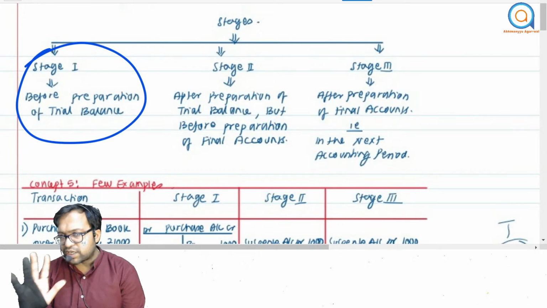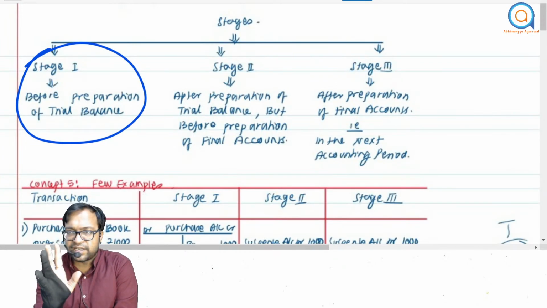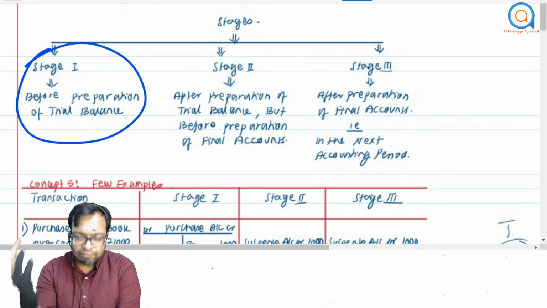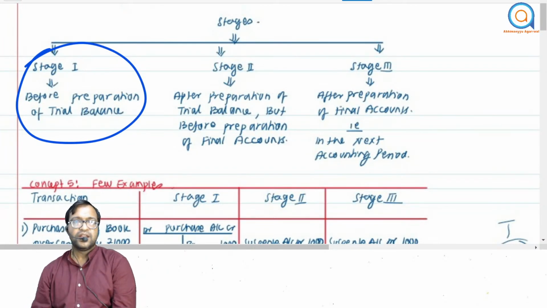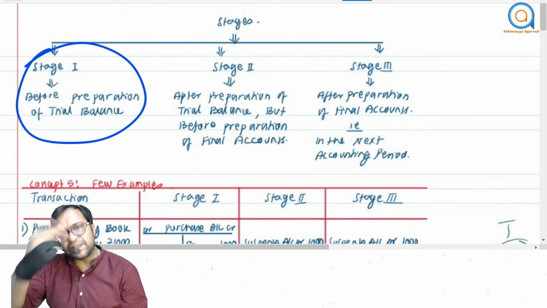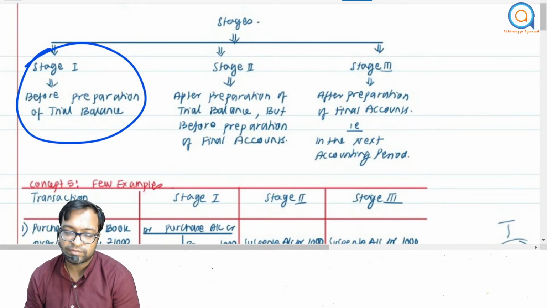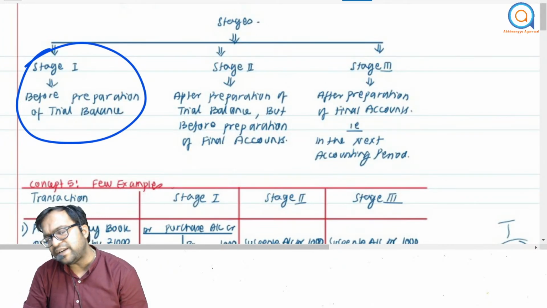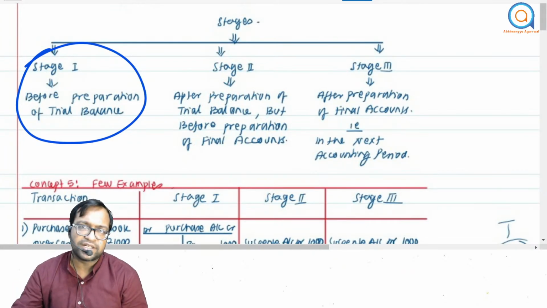Now you have to see what type of error it is, one-sided or two-sided. If it is a one-sided error, then there is no rectification journal entry. In the exam you have to write a statement, a rectification statement. Means you have to directly go to the account and rectify it. No journal entry for that. But if it is a double-sided error, then a rectification journal entry is required in stage 1. In stage 2 and stage 3, whether it is a one-sided error or two-sided, in both cases you have to make a rectification journal entry.